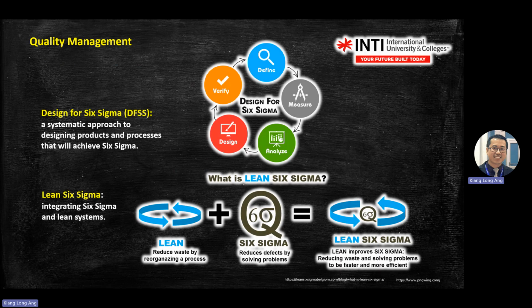Now, when you go to industry, you will hear the word Lean Six Sigma. Lean Six Sigma is different from Six Sigma. Lean Six Sigma is a combination of Lean plus Six Sigma. What is Lean? Lean is reduce waste. You reduce waste in your process.